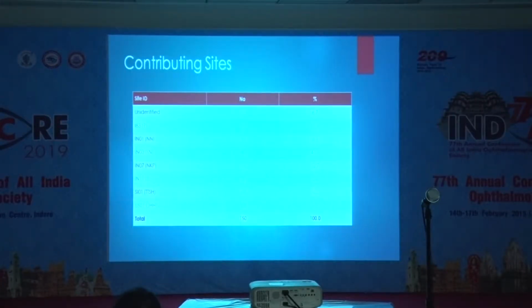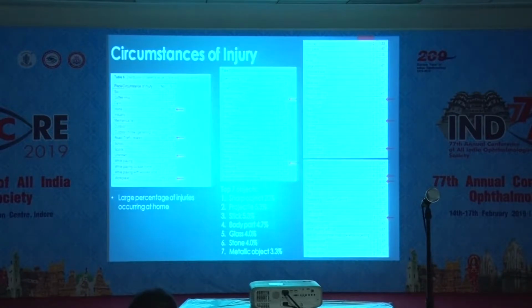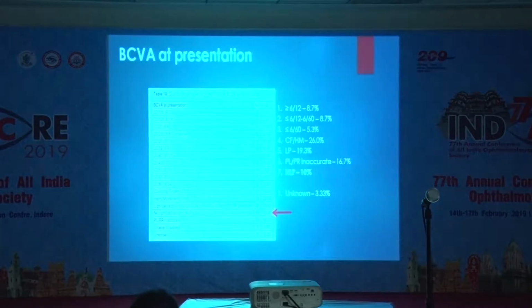So these are the results about the contributing sites, and then we have a descriptive result about the presentation time following injury in hours, age, gender, race, and eye. We found only 2% of trauma were bilateral. These are the circumstances of injury, like location. Home and workplace are still very common, we found. And for object of injury, sharp objects and blunt objects were common here.